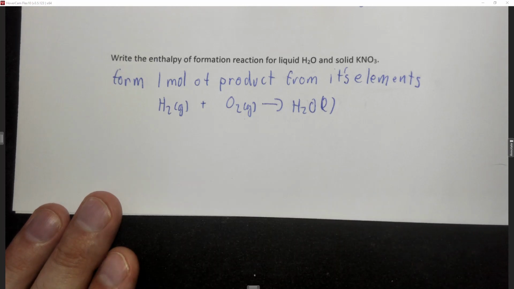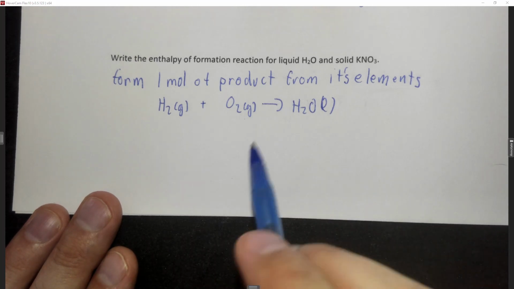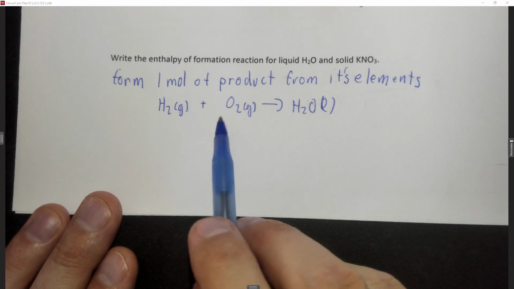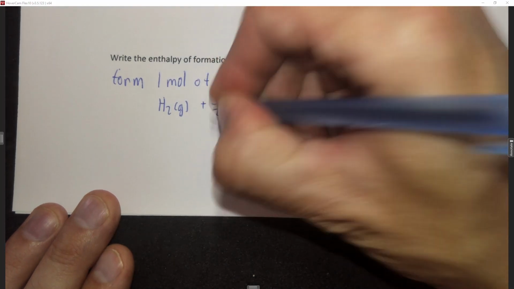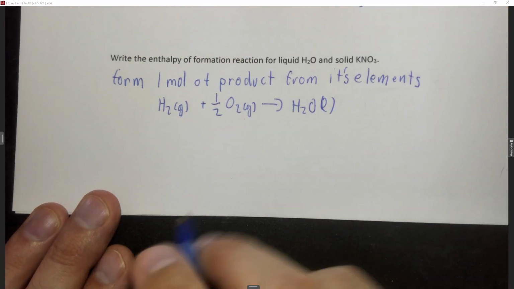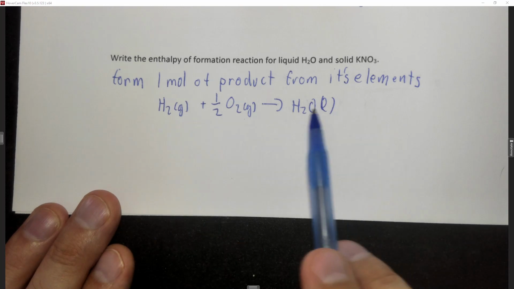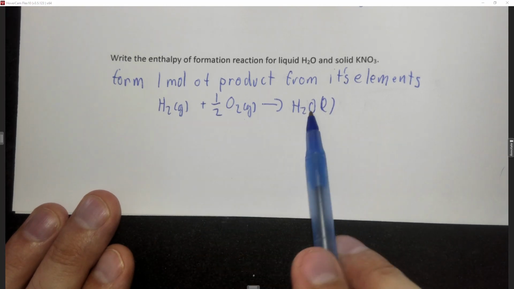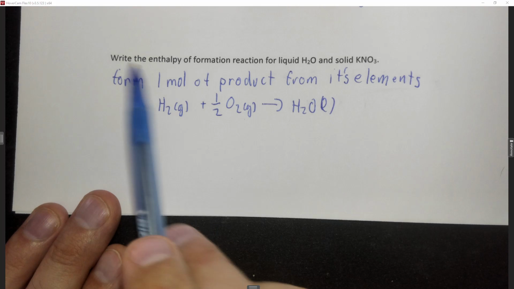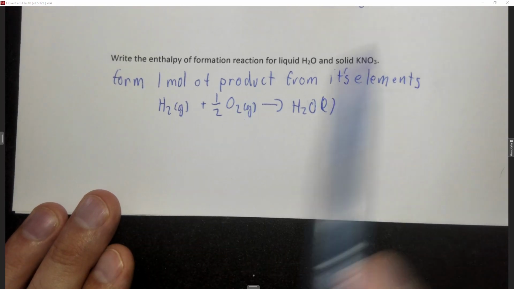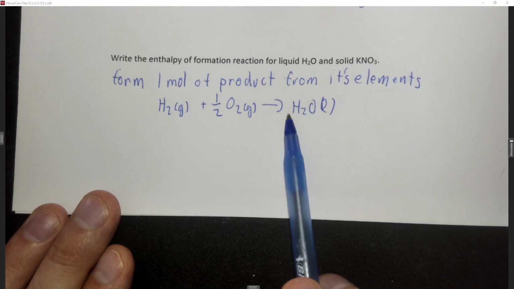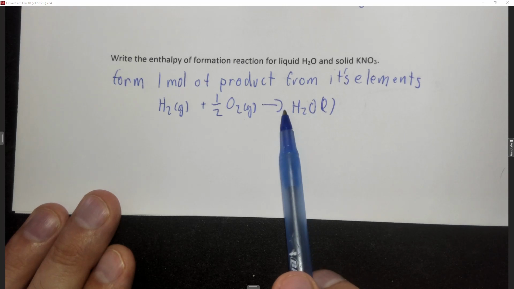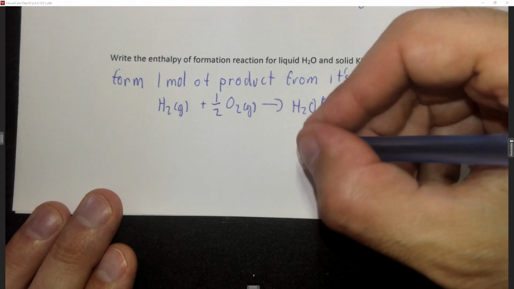So something weird can happen here, and it can only happen here. That is, we can use fractional coefficients. For whatever reason, they usually use fractions, not decimal places. So we put 1/2 instead of 0.5. So 2 H's, half of an O2, we get an O. So form 1 mole of product from its elements. The elements are hydrogen and oxygen. The stoichiometric coefficient in front of water is 1. Has to be.